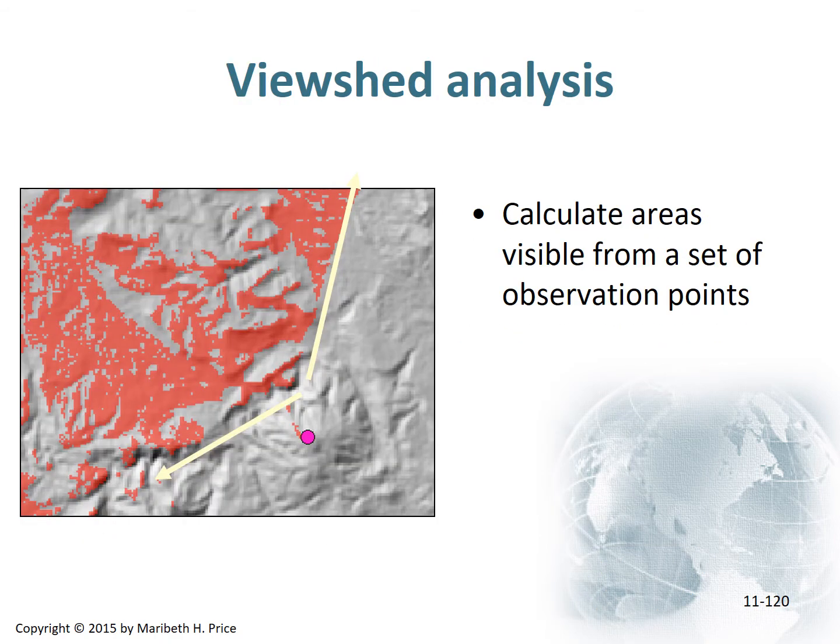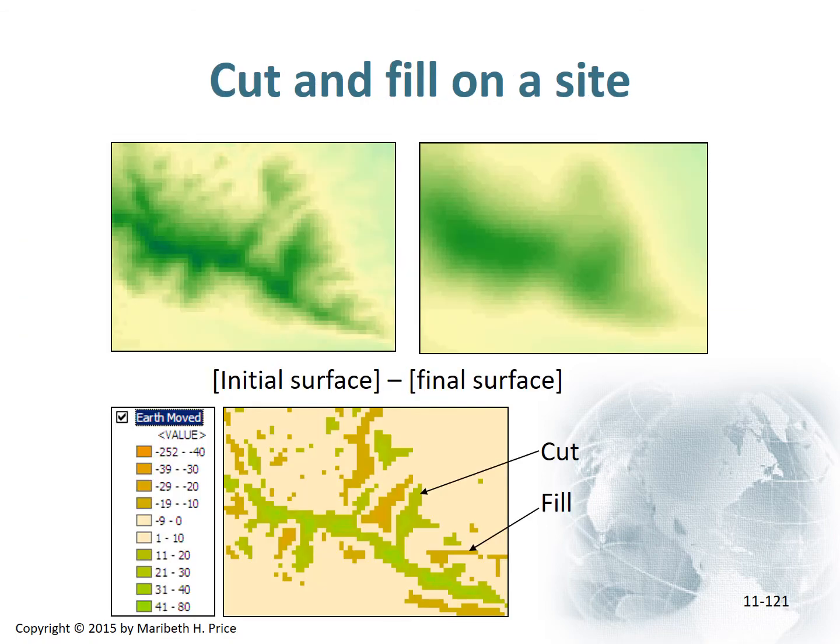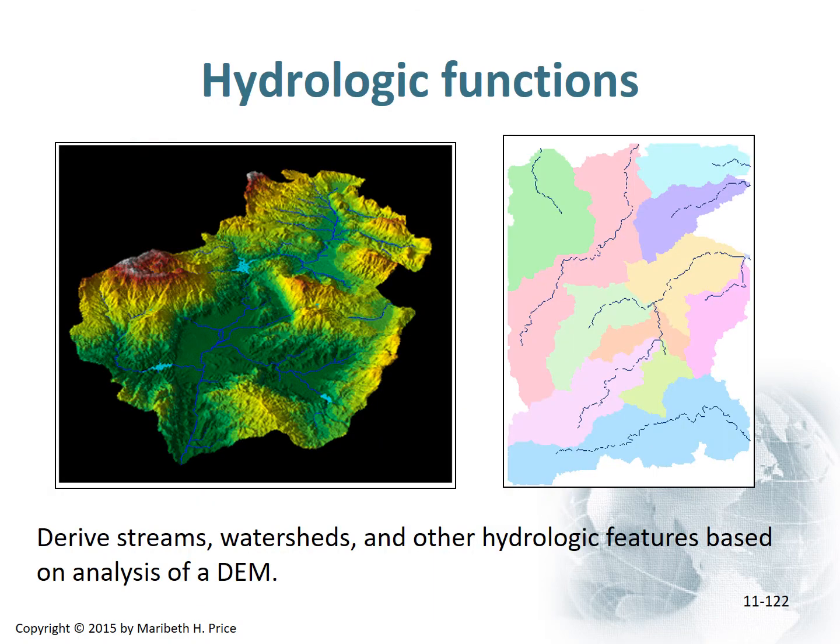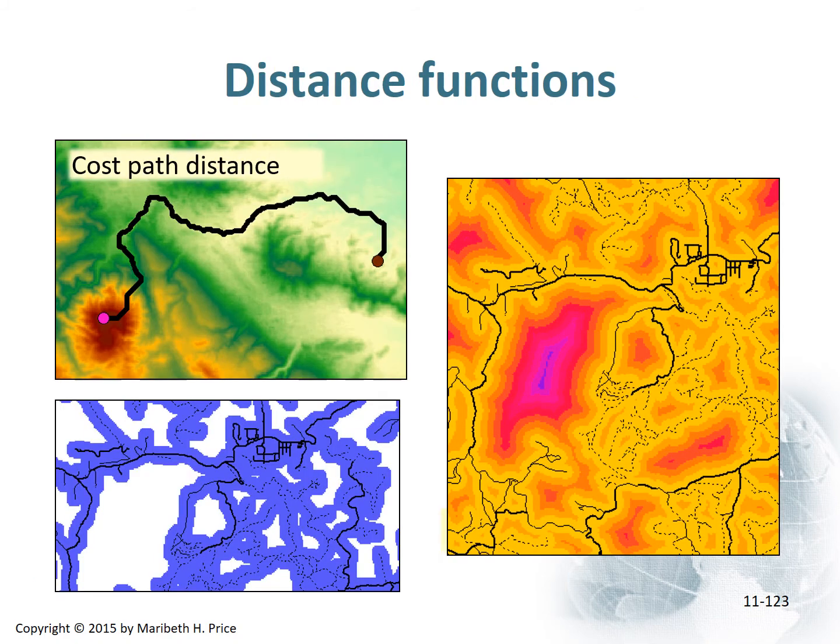Viewshed, it's simply the area that can be seen from a set observation point. Cut and fill, the initial surfaces, and you can figure out in some areas how much you have to add, in other areas how much you remove. You can also do hydrologic functions like derive streams and watersheds and that sort of stuff.